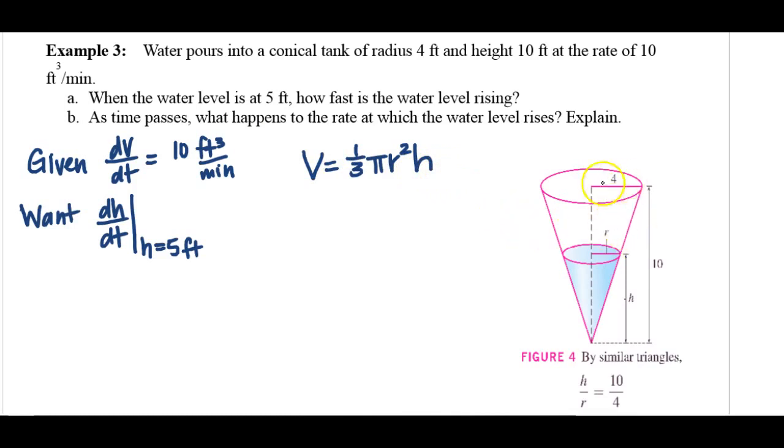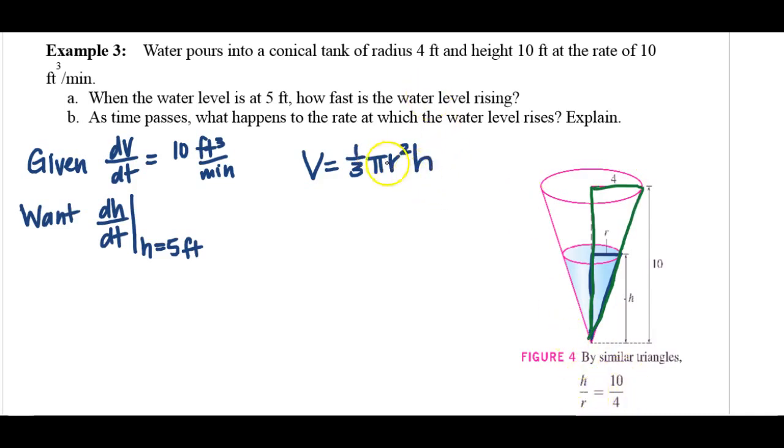So here's what I have to do, and here's why I'm given the 4 and the 10. If you see what this figure says, by similar triangles, H over R, so I actually have two triangles here. Here's one, and I'm going to do the other one in a different color. Here's another one. So by similar triangles, I have this relationship that H to R, so H over R, is equal to 10 over 4. So the height over the radius, and then the height over the radius again. So I have this relationship, H over R equals 10 over 4.